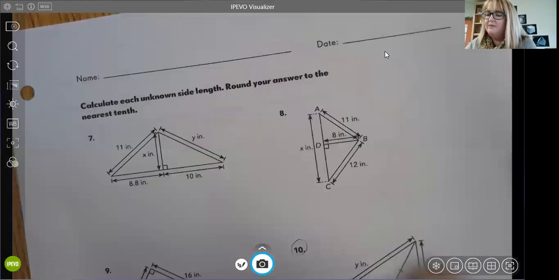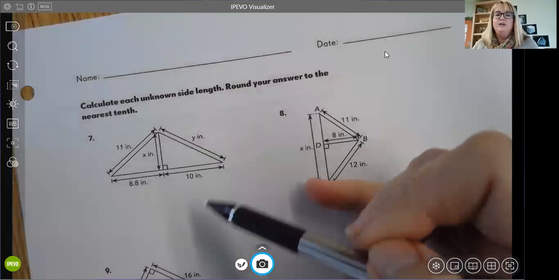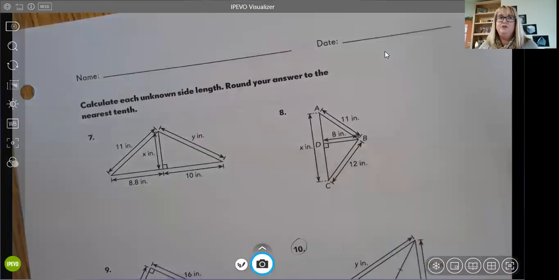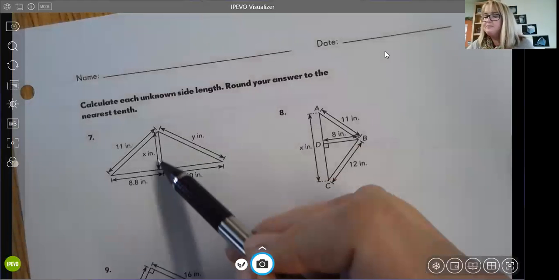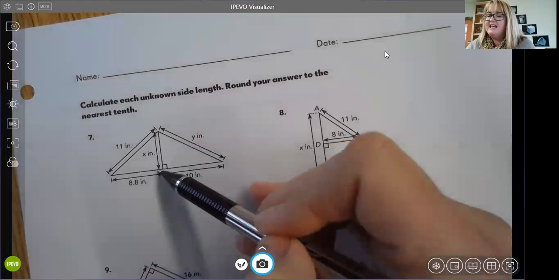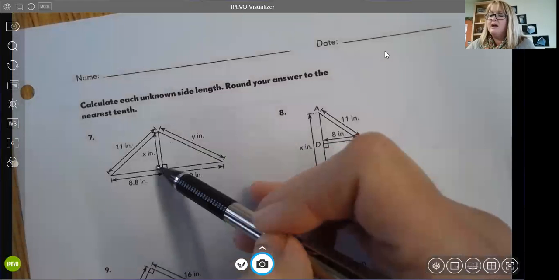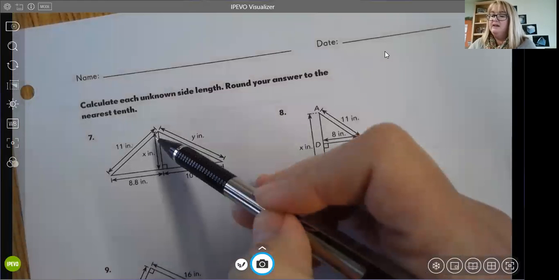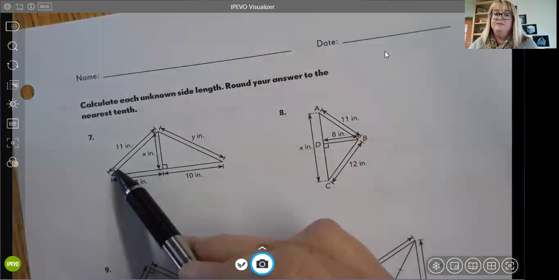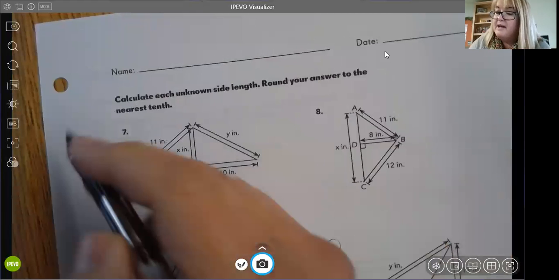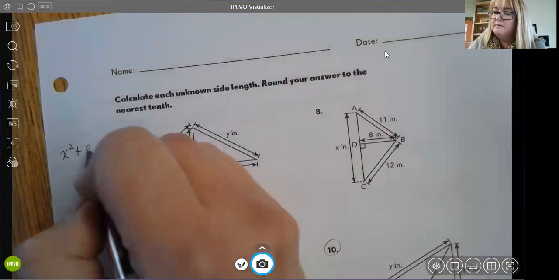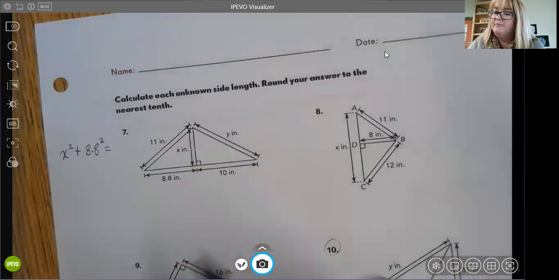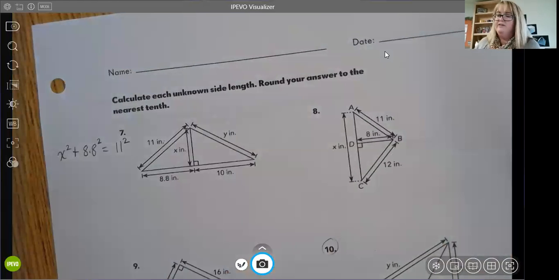So we need to find x and we need to find y. So what can we look for first? Well, first you need to have 2 known side lengths to find one unknown. So if I look over here at this triangle, I have 2 known side lengths. So I have to start with x. So x is a leg or a hypotenuse? Well, it is a leg. And then we've got this leg. And then we've got our hypotenuse. So we are going to set it up with x squared plus 8.8 squared equals 11 squared. Okay, and I'll do part of it with you.